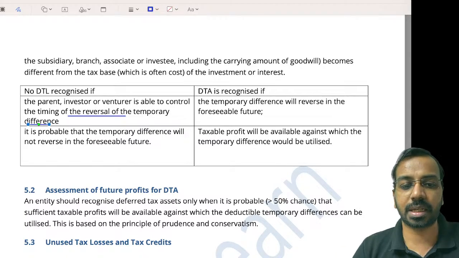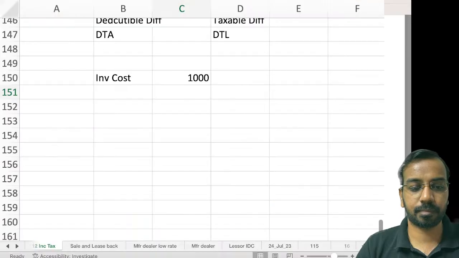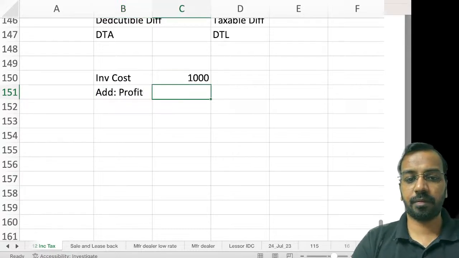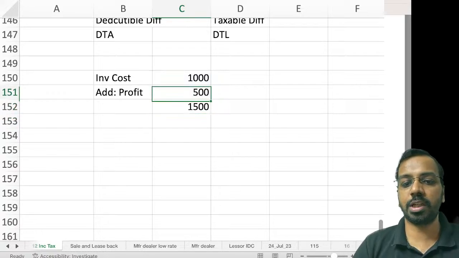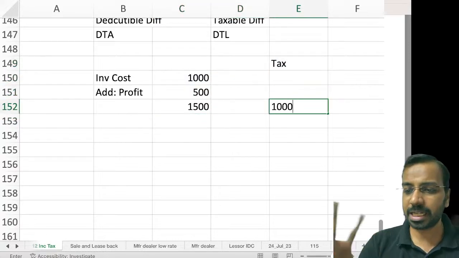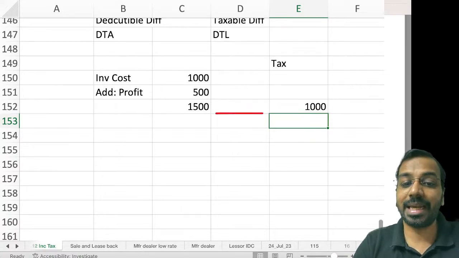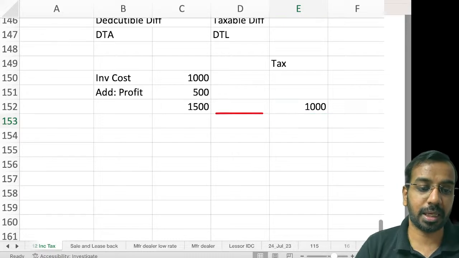Now what kind of temporary difference are we talking about? For example, investment cost 1000. Let me just share the screen. Investment cost 1000. Add profit 500. Okay, what is the carrying amount? 1000 plus 500, 1500 is the carrying amount. What is my tax base? Tax base is still 1000. Tax base doesn't change. Now what the standard says is, for this difference you will not recognize a liability if the investor or the joint venturer can control the reversal.